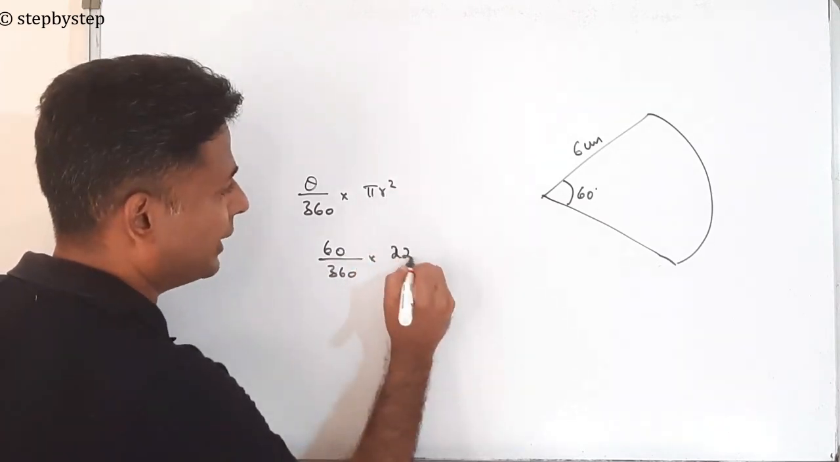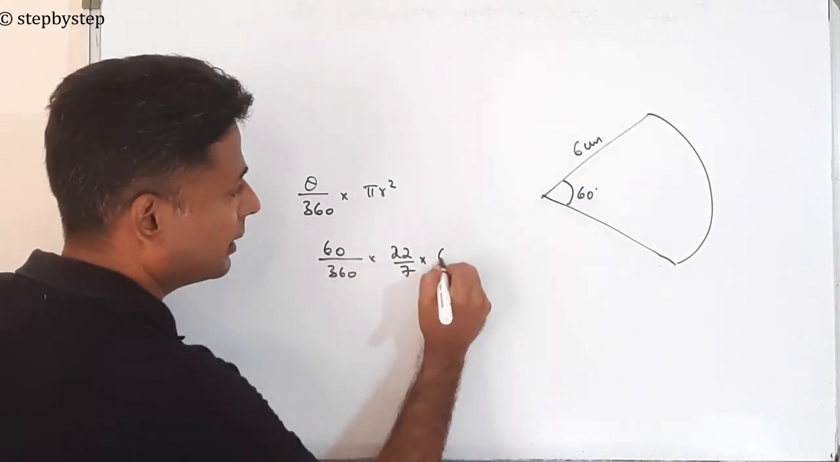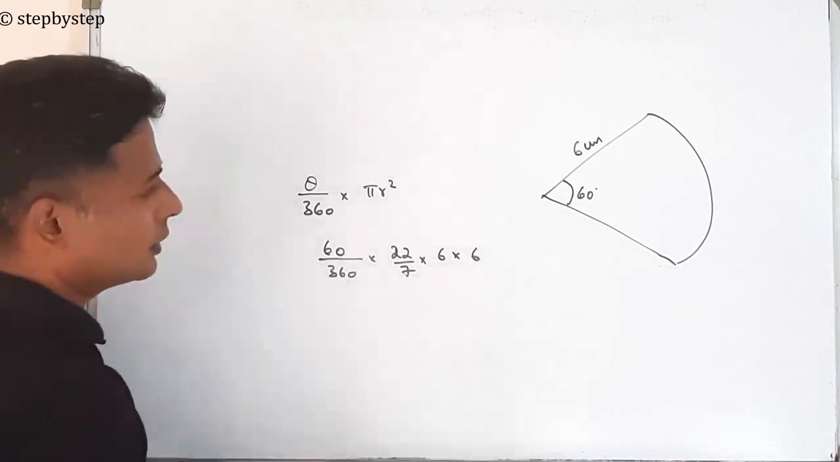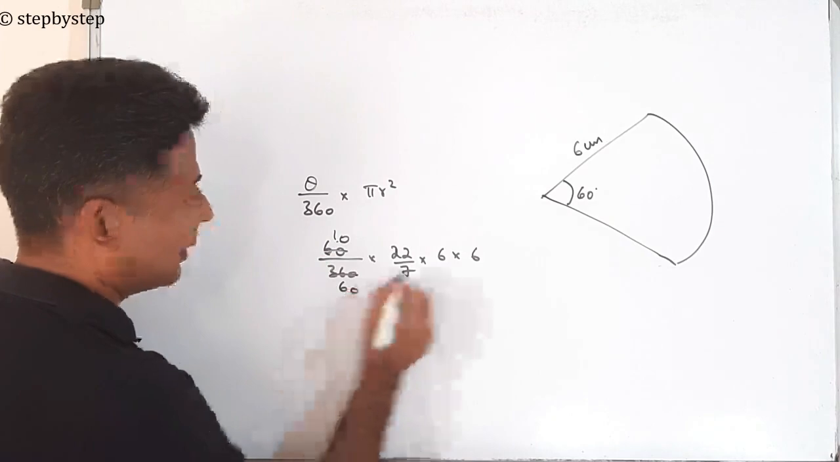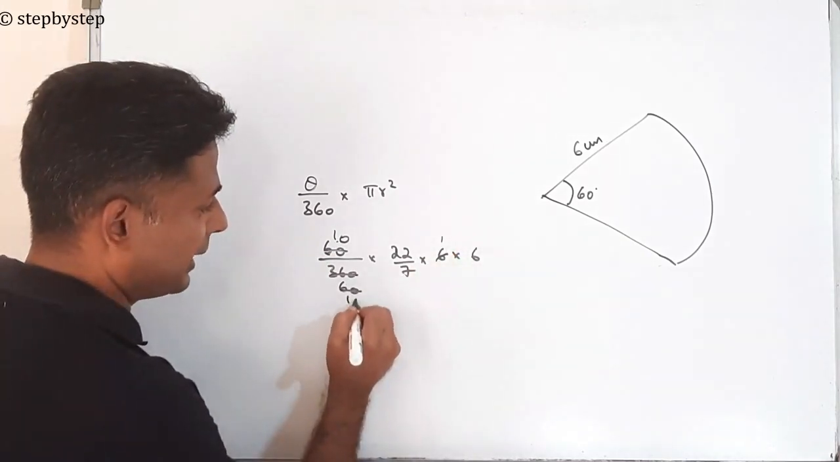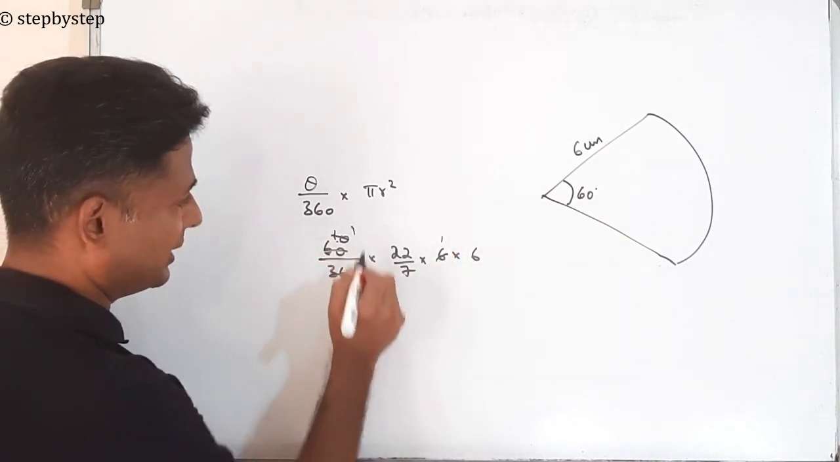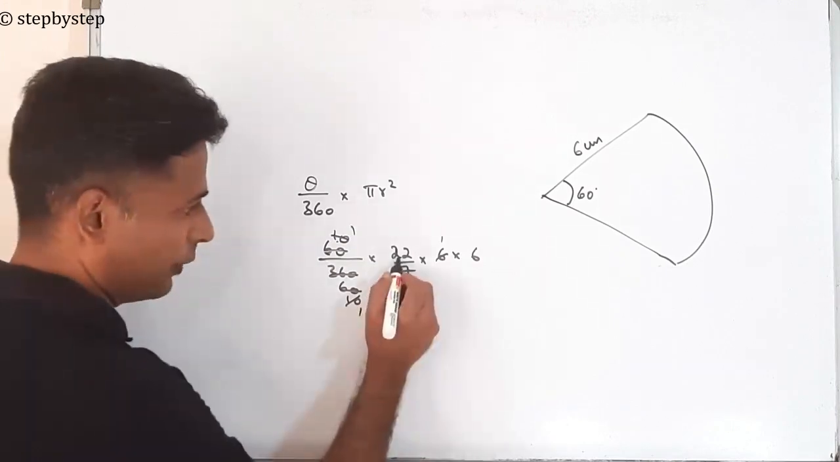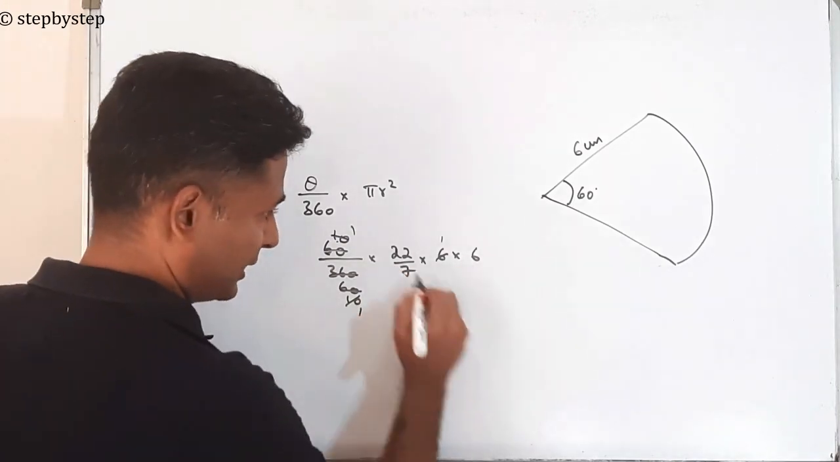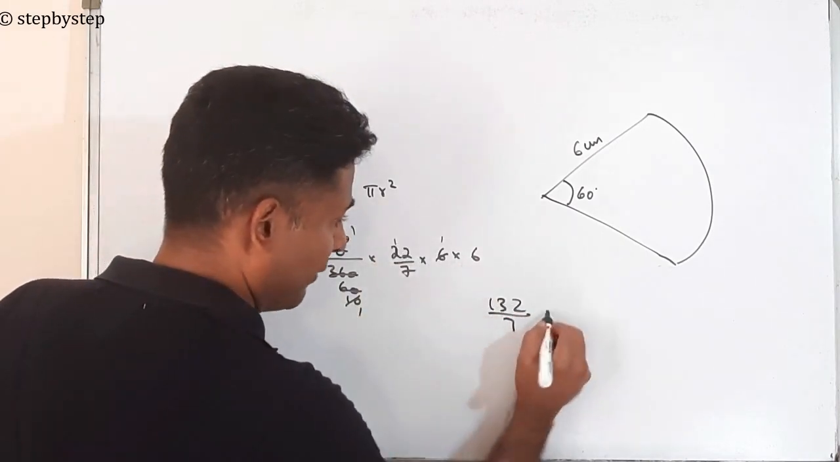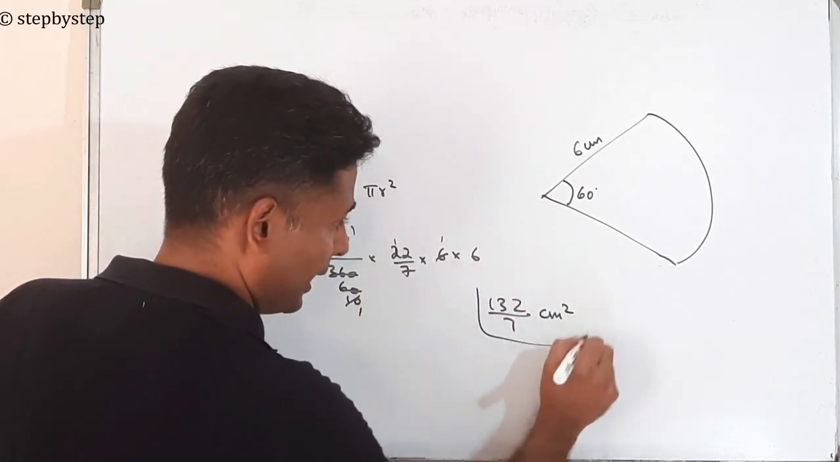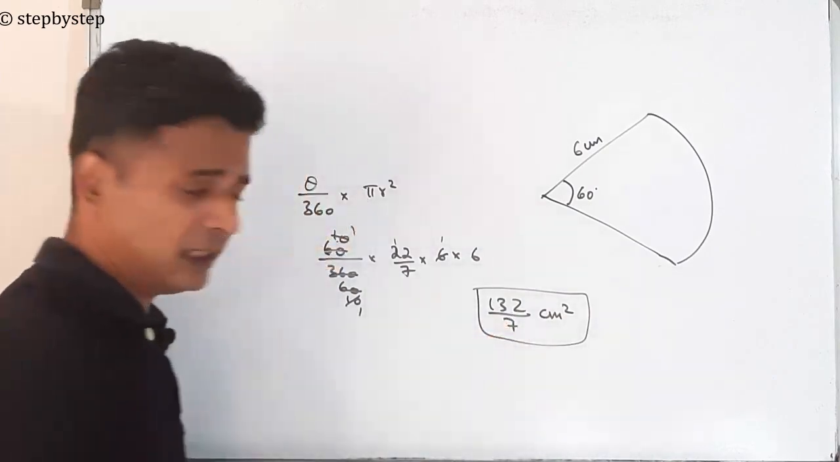That is pi is 22 by 7. R is 6. So into 6 into 6. So we get 6 tens are 60, and again 6 ones are 6, tens are 10. So we get 22 into 6. 6 twos are 12. 132 by 7 centimeter square. Don't forget to write centimeter square.